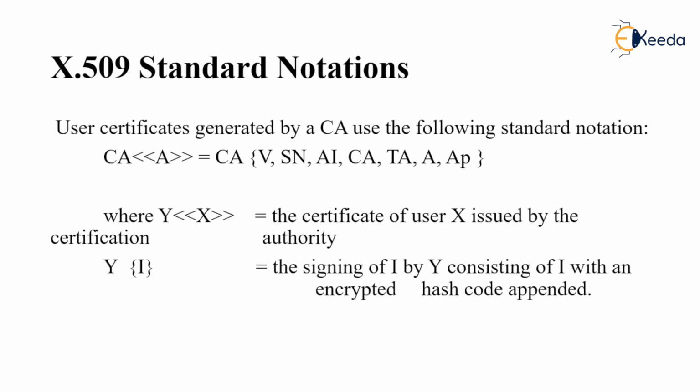Y. That means Y{I}, the signing of I by Y, consists of I with an encrypted hash code appended. If it is in the curly braces, it means that the hash code has been appended, consisting of I, by the authority for a particular user.